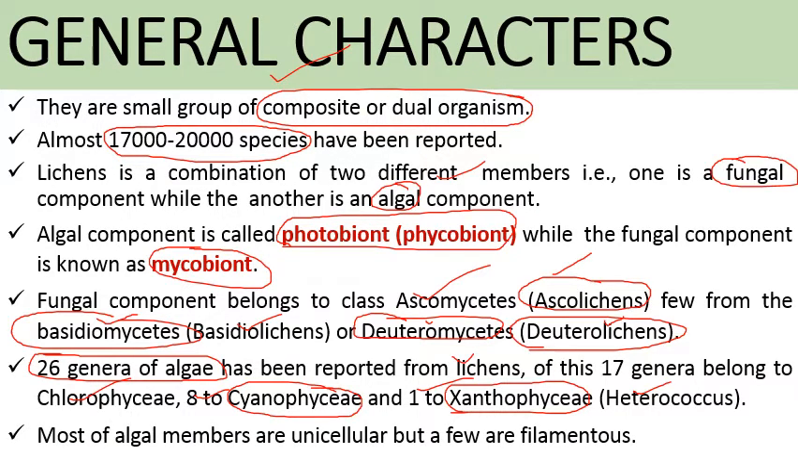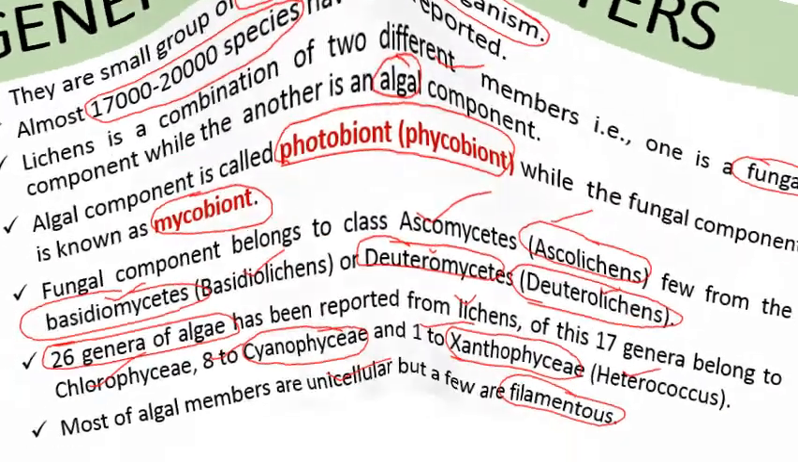Most of the algal members in lichens are unicellular, single celled, but a few are filamentous, meaning thread like. The green algae members present in lichens are Trebouxia, Trentepohlia, Coccomyxa. Out of these, Trebouxia is the most frequently occurring algal member in lichens, the most common photobiont.